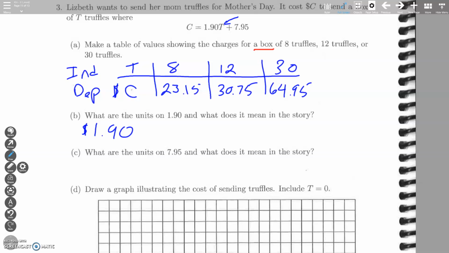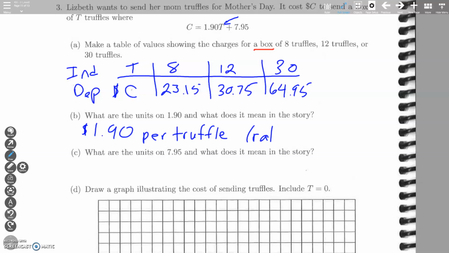Okay? But it's a rate, so we're comparing it to something else. So rates per what? So it's dollars per what, I should say. Well, when we're multiplying by the number of truffles, what we're actually calculating is it's $1.90 per truffle. If we were just sending a box of a single truffle, I don't know who would do that, but if we wanted to send a single truffle, it would only cost us $1.90. So that's our rate of change. This is our rate. Okay, our unit rate.